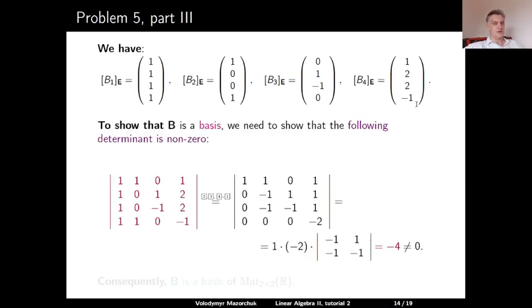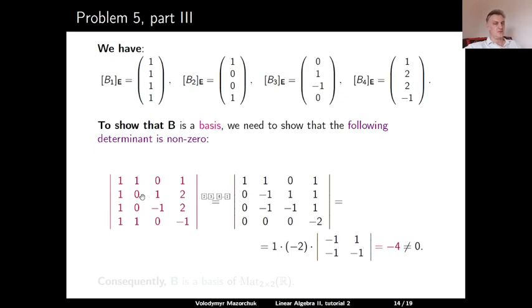Similarly to the previous slide, we now have to collect these coordinates into a matrix and prove that the determinant of this obtained matrix is non-zero. So we have the matrix column-wise 1, 1, 1, 1, 1, 0, 0, 1, 0, 1, minus 1, 0, 1, 2, 2, minus 1. So we have 1 in position 1, 1, and we use it to kill everything else in its column. So we subtract row 1 from rows 2, 3, and 4. This doesn't change the determinant.